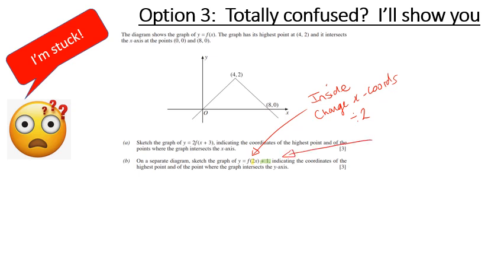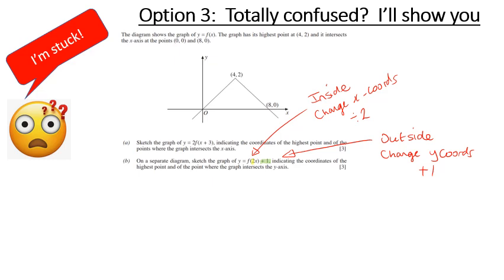Now I'm going to have a look at the green bit. That +1 is outside the function, it's outside the bracket. So that means it changes the y coordinates. When you change y coordinates, you do exactly what it says. So if this is add 1, we add 1 to them.